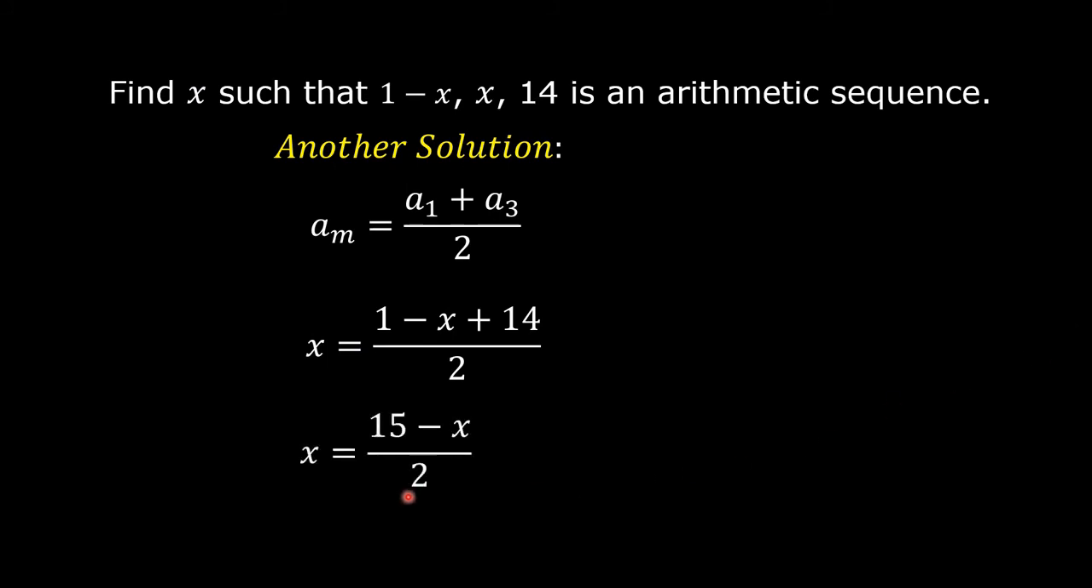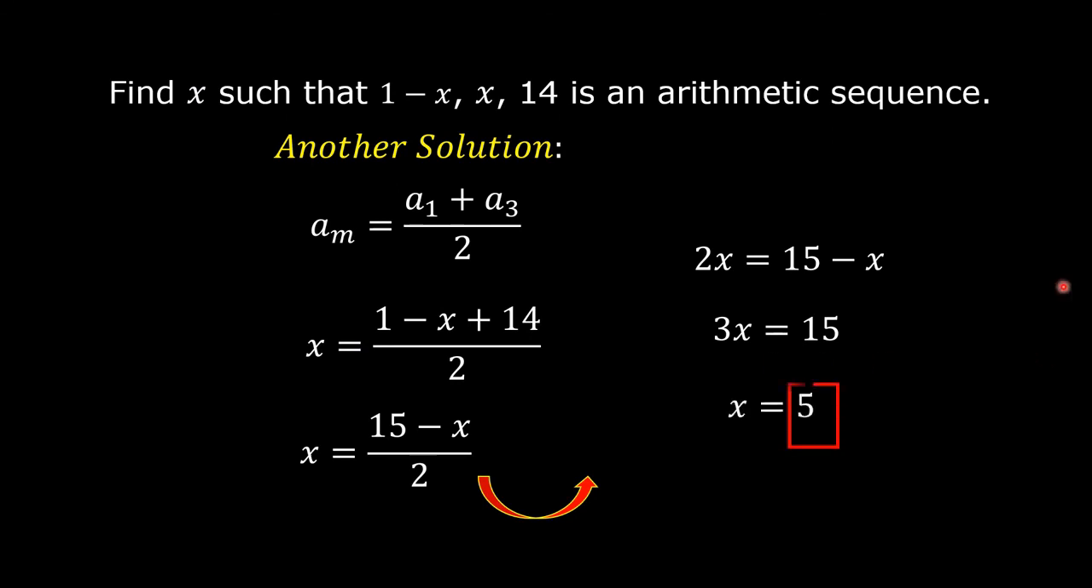So we have x is equal to 15 minus x over 2, since 1 plus 14 is 15. And then cross multiply. We have 2x is equal to 15 minus x. Transpose negative x to the left side and change the sign, and then add it to 2x. You get 3x is equal to 15. Divide both sides by 3. So x is equal to 5.